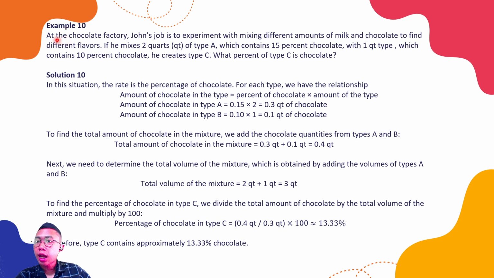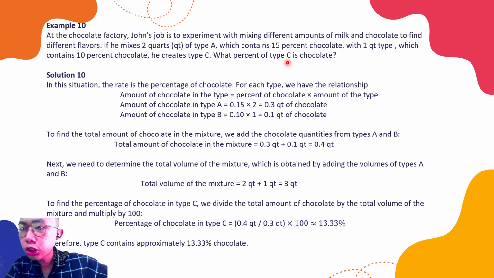Example 10. At the chocolate factory, John's job is to experiment with mixing different amounts of milk and chocolate to find different flavors. If he mixed 2 quarts of type A, which contains 50% chocolate, with 1 quart of type B, which contains 10% chocolate, he creates type C. What percent of type C is chocolate?